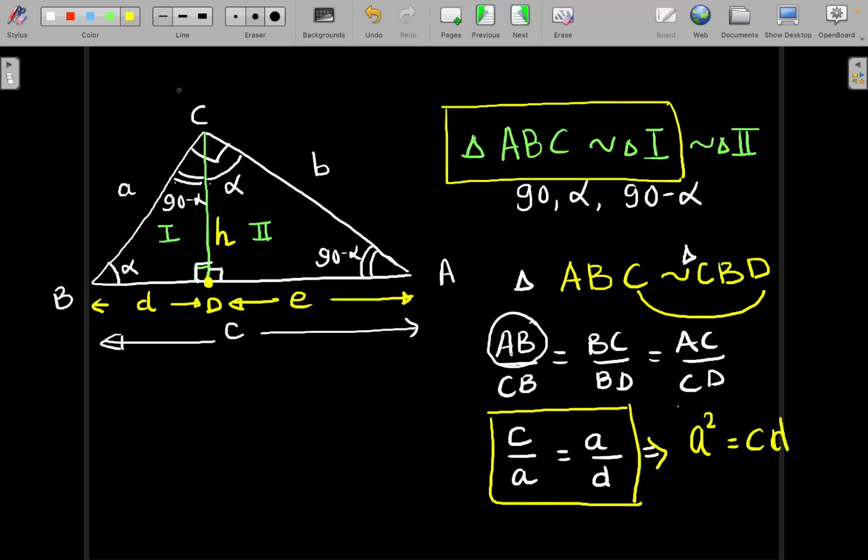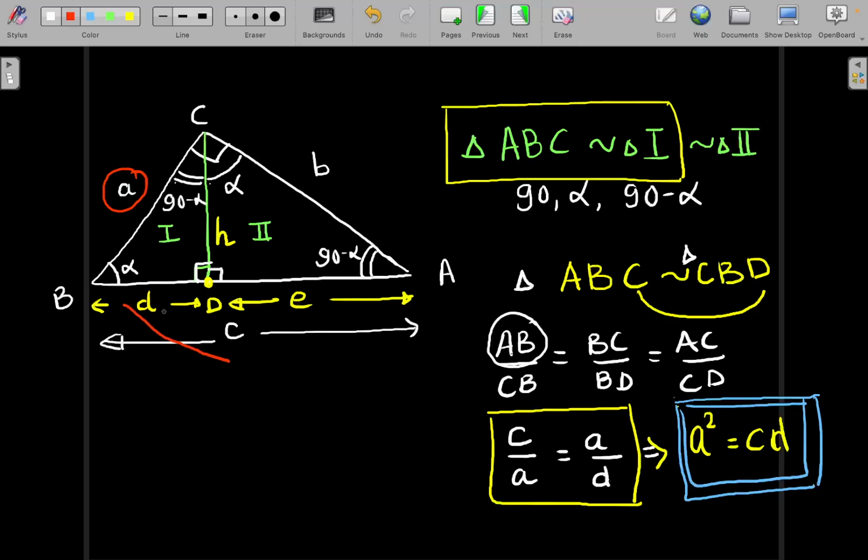Okay, now this is so important that I'm going to box it in a double fashion. This is really the result I'm gunning for. A square is equal to CD. Do look into the figure. This is your A squared is equal to C multiplied by D.